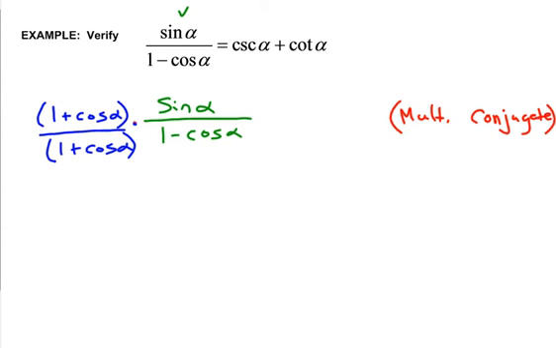Okay, that's completely within the rules of what we're doing. We can do that. All right, so as I do this, my top is now going to be sine alpha times 1 plus cosine alpha, and the bottom is going to be 1 minus cosine squared alpha.